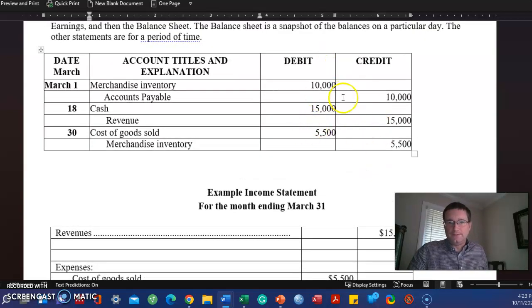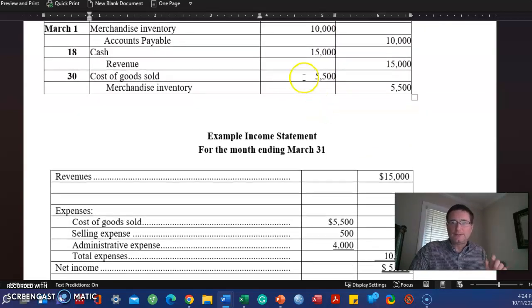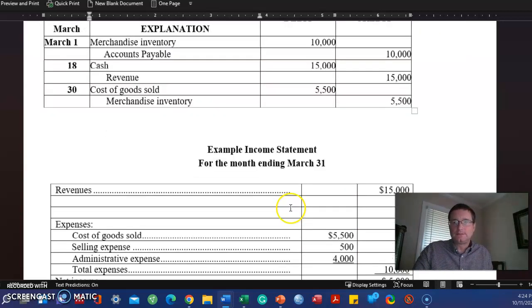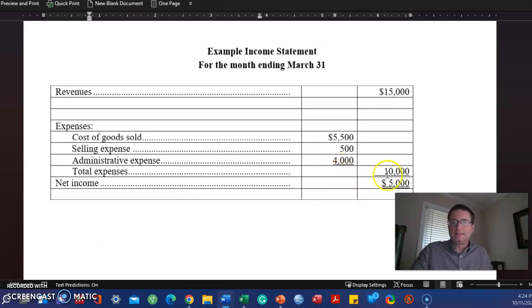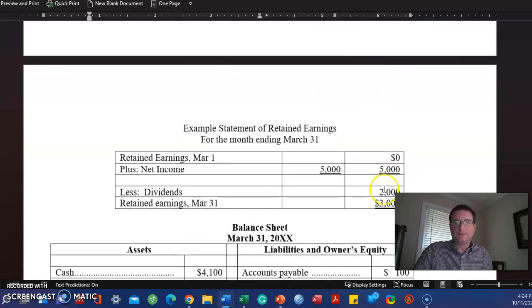And just building on this, let's look at it real fast. Revenue, talking about expenses. Remember the two types of accounts that go on the income statement, expenses and revenues, right? Revenue here is $15,000. Cost of goods sold is $5,500, which is like an expense. Selling expense, let's just say it was there. Administrative, $4,000. That adds up to be $10,000. So revenue minus total expenses, $15,000 minus $10,000 equals $5,000.